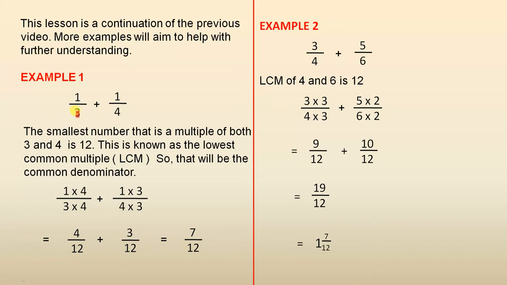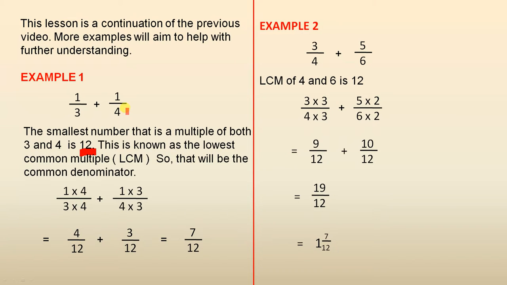So the smallest number that 3 and 4 will divide into is 12. So that's the denominator we're after. So that's what we're after here, that denominator there. So in order for that denominator to be 12, I multiply top and bottom by 4. That's what I've done here. And that gives me 4 over 12. So 1 over 3, the equivalent fraction is 4 over 12.